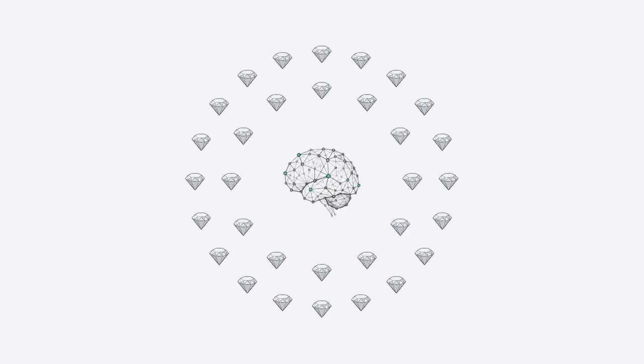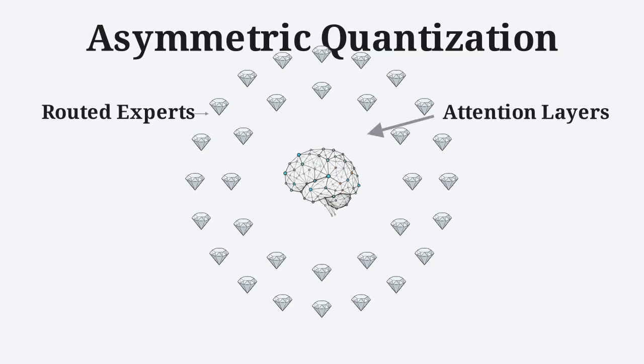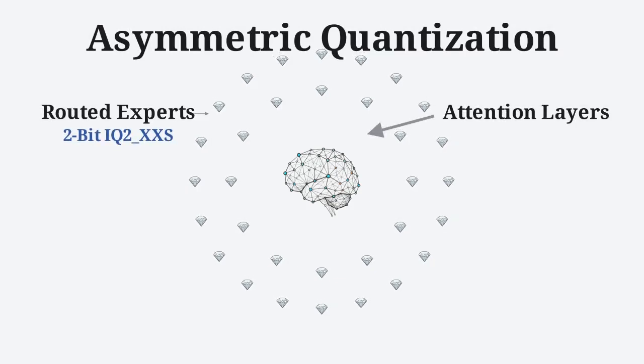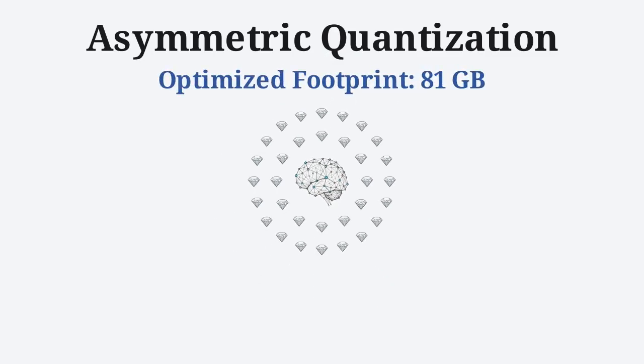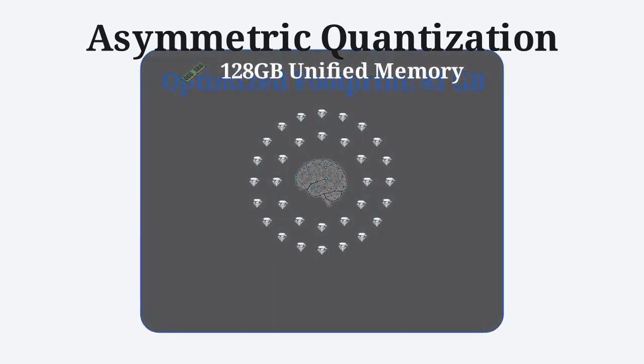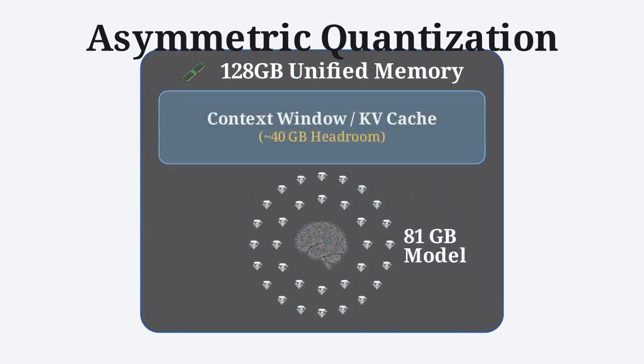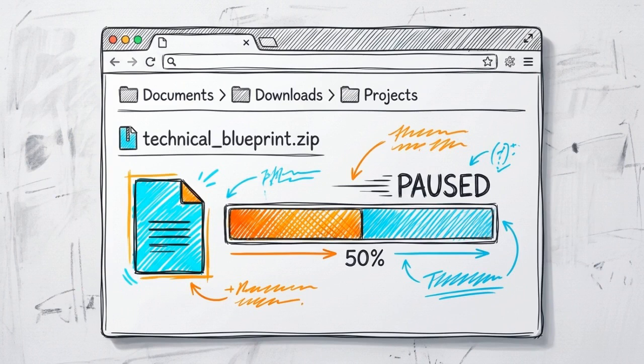This diagram illustrates asymmetric quantization. It compresses the peripheral routed experts to an aggressive 2-bit format while preserving critical attention layers at 8-bit precision. This reduces the footprint to 81 gigabytes, fitting the massive 284 billion parameter model inside a 128 gigabyte unified memory limit. You must navigate to the repository and download these specific Ds4 compatible weights to begin.